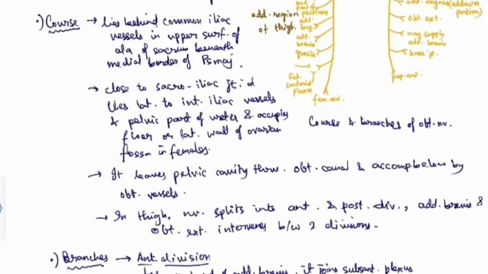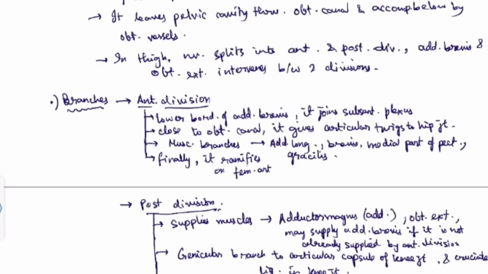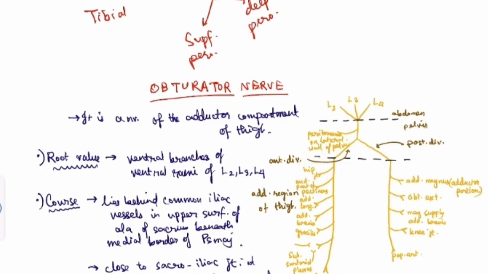So see, you remember this point. The ovary is related to the lateral wall of ovarian fossa in females. Because of this, pain is getting referred from that point straight to the hip joint and the knee joint. Hip joint and knee joint. Wonderful. Okay.